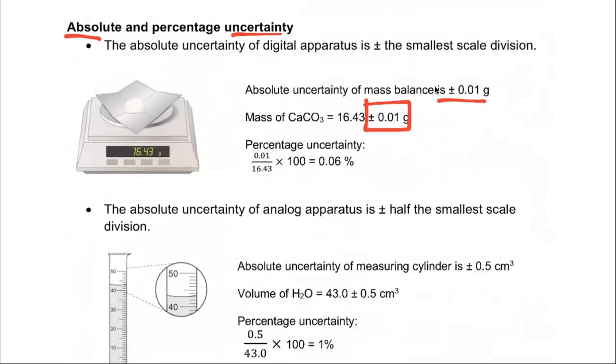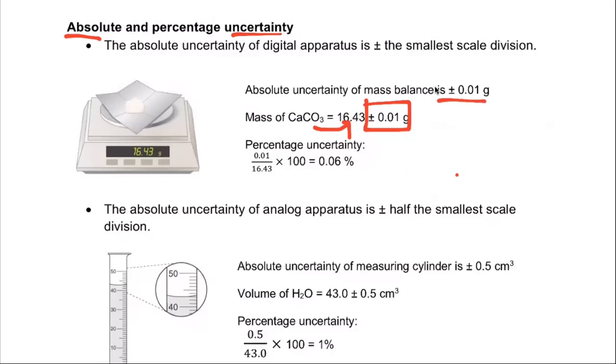Because that means that the mass that I'm measuring, for example, on this one is 16.43, but it could be 0.01 grams lower or higher. So really it could be 16.42 or it could be 16.44. So it could be anywhere between 16.42 and 16.44. Okay. The actual number it's giving me is 16.43, but it has a range of uncertainty. Digital things are usually a smaller range of uncertainty because they're made a little bit better.